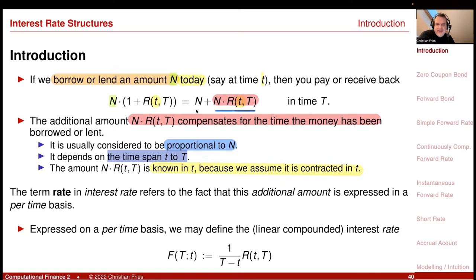Because the time span enters, it's often expressed relative to time. So we annualize it: we divide by the time span. And then we have the word rate, because it is per time. So interest rate refers to expressing the additional amount on a per time basis.